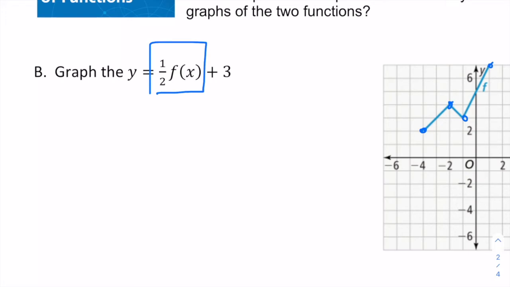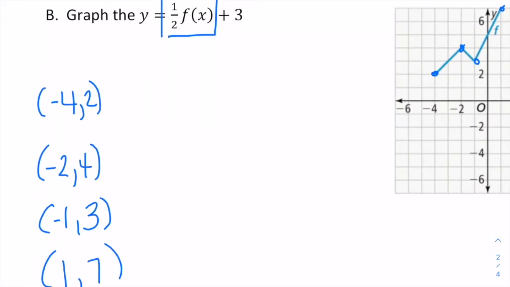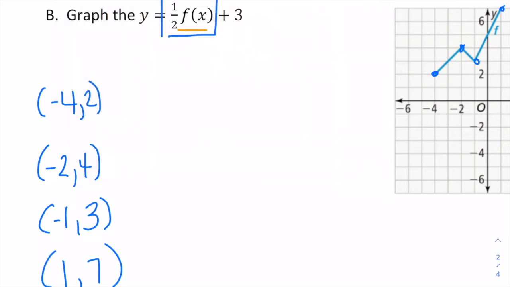So that was negative 4, 2, negative 2, 4. I'm going to make some more room here. Negative 1, 3, and 1, 7. So what's going to happen is that each of these y values, because this is in front of the f of x, each of these y values will be multiplied by 1/2. So essentially, remember this f of x is really representing y. So you can say, okay, that's 1/2 y.